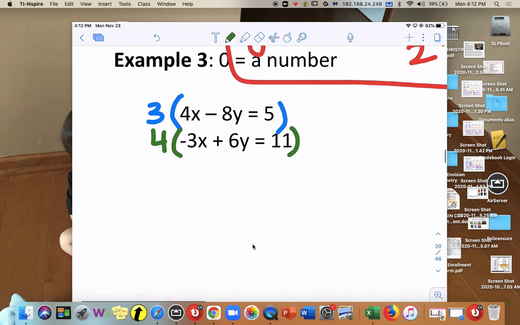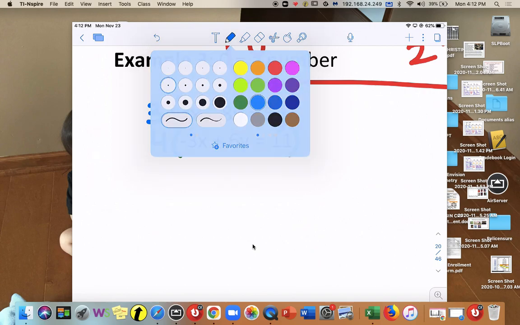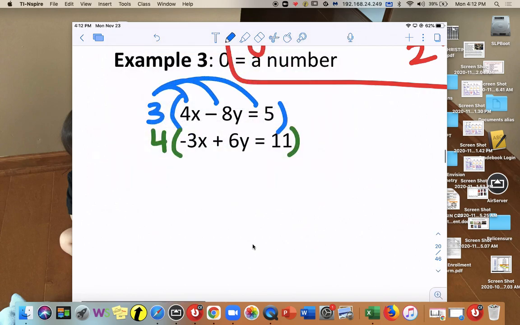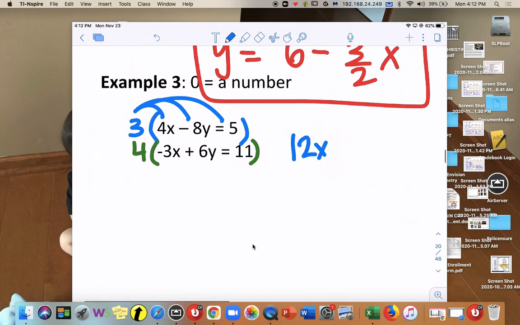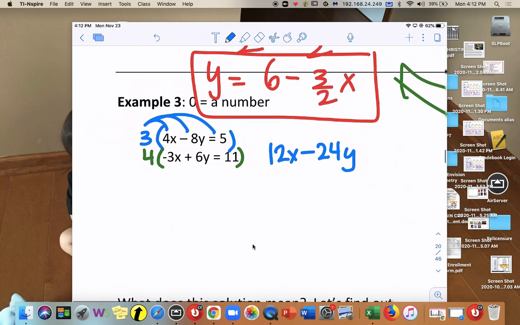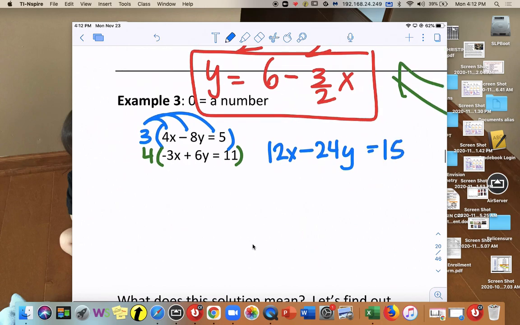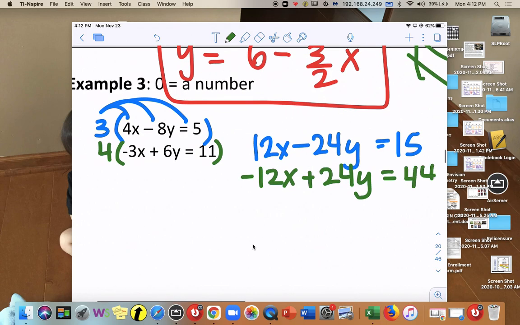All right, so again, I want to make them match. And here I'm going to have to multiply both equations by something to make a match. All right, so let's multiply this out. We get 12x minus 24y equals 15. There's the top equation. In the bottom, we'll get negative 12x plus 24y equals 44. So again, all I'm doing is distributing and multiplying.